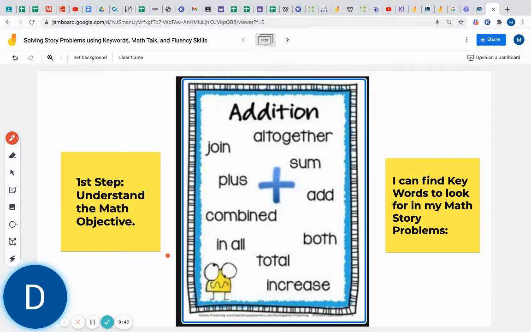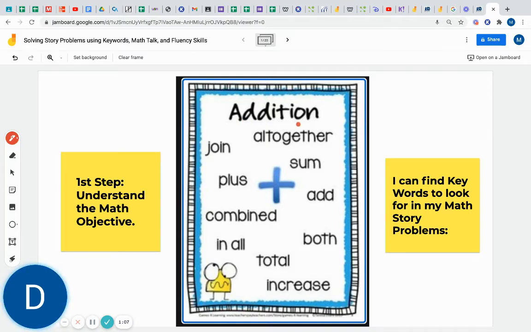The first thing I want to go over is the first step in solving a story problem, as you remember, is first understanding the math problem. And the best way to understand the math problem is by understanding the key words that are found within your math story problems. And the key words give you clues as far as what is the plan in solving it.